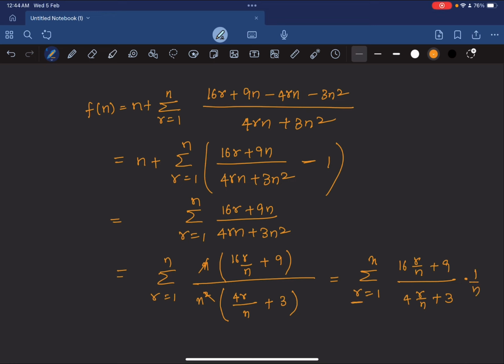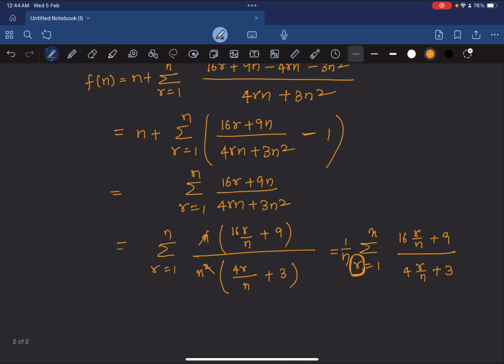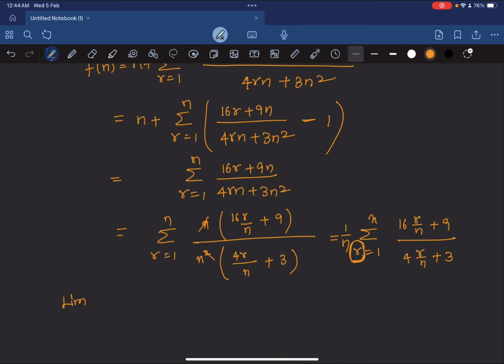So here the variable is r. n is not the variable here. So the variable is r. Alright. So this n is independent of the sigma, so we can bring this n out of sigma and write the n here. Alright, now we have to find out limit n tends to infinity f of n. So that will be limit n tends to infinity, 1 upon n, sigma r is equal to 1 to n, (16r by n plus 9) by (4r by n plus 3).